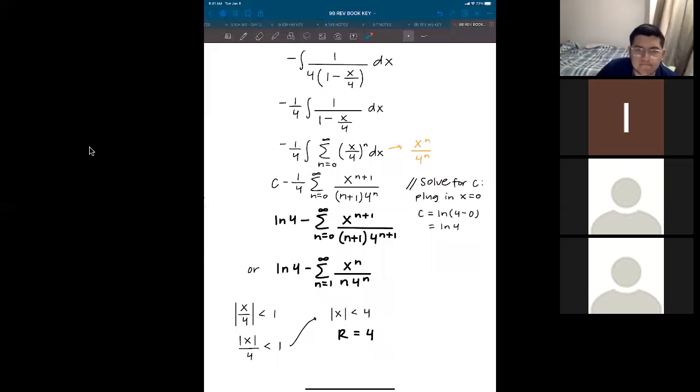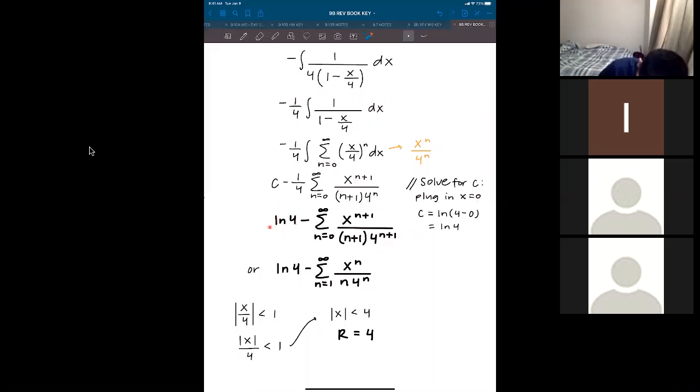So at this point, this is really x to the n, 4 to the n. When we integrate, we add 1 to the exponent, so n plus 1. We divide by that new exponent, and we also drop down this 4 to the n. Last step, you solve for c, so you plug in 0 for x, you get ln of 4, plug that here.